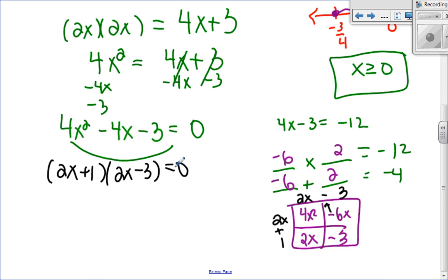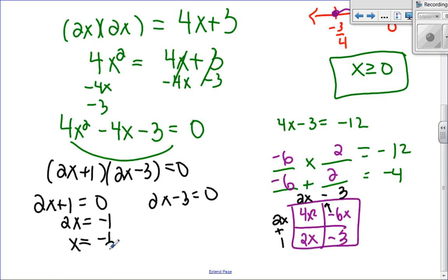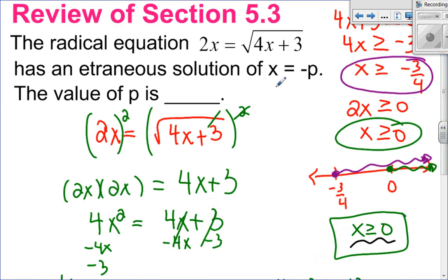So set each factor equal to 0, and then we're going to find out which one the extraneous root is. So here, subtract 1 from both sides, and then divide both sides by 2. Here, add 3 to both sides, divide both sides by 2. So I get a solution of x equal to 3/2 or x equal to negative 1/2. So remember your restriction, x has to be greater than or equal to 0, which means this is your extraneous root. So x cannot equal negative 1/2. So going up here, my extraneous solution is x equal to negative 1/2.